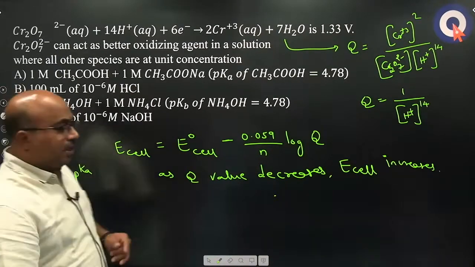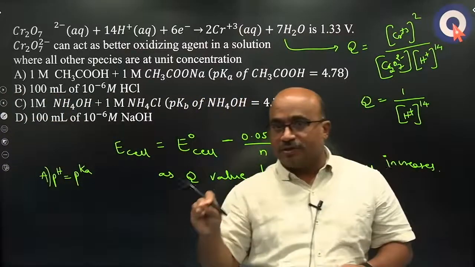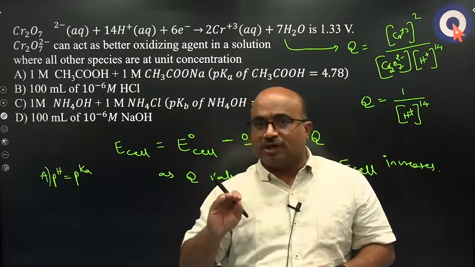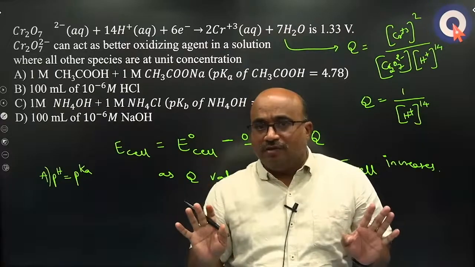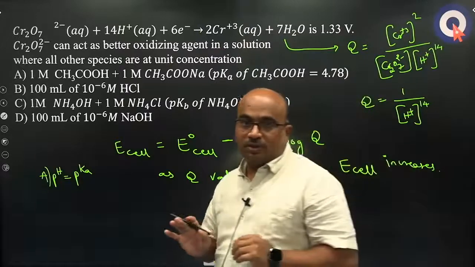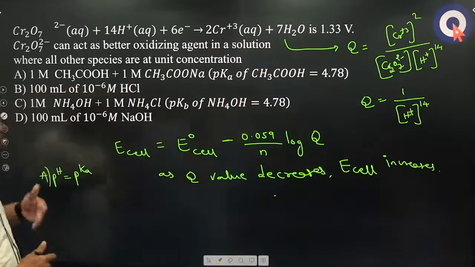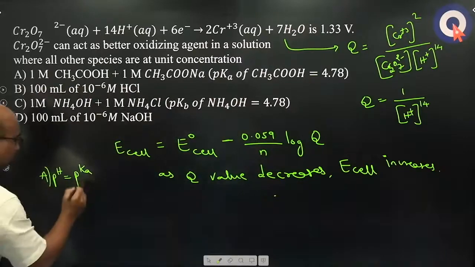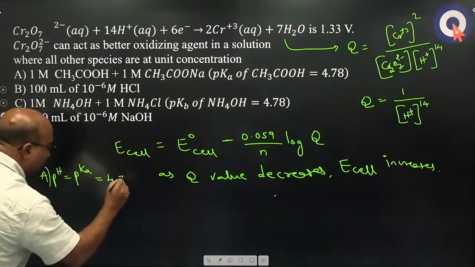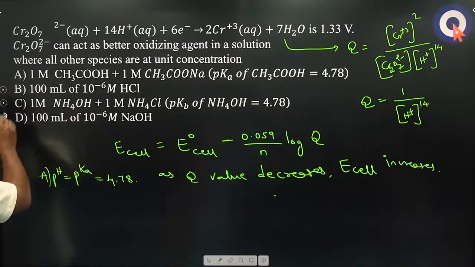So instead of the H+ concentration, we can even predict using the pH. If the H+ concentration is high, it means your pH value should be low. Clear? So when the pH is low, it happens. So what is the pH here? According to the given condition, it is 4.78. Let us see what is the next thing.